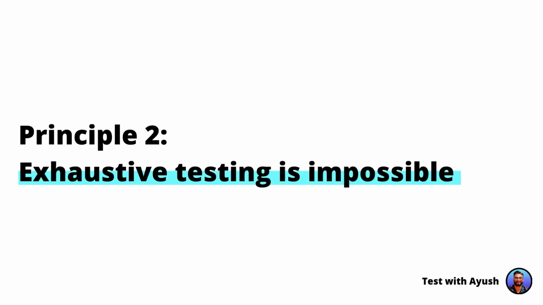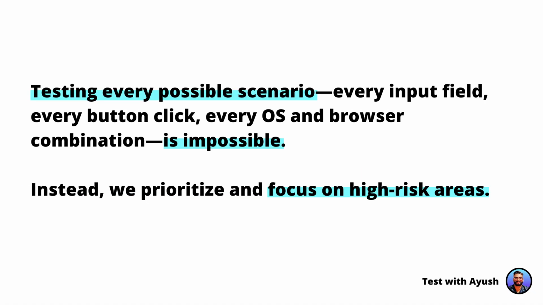Principle number 2: Exhaustive testing is impossible. Testing every possible scenario, every input field, every button click, every operating system and browser combination is impossible. Instead, we prioritize and focus on high risk areas.